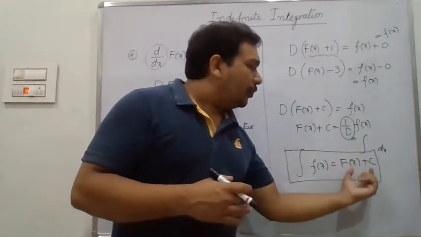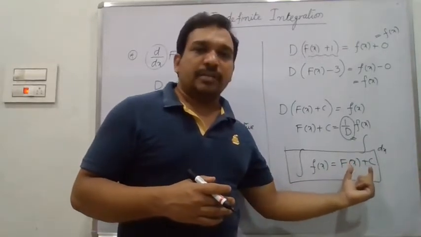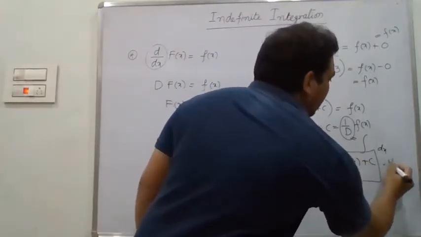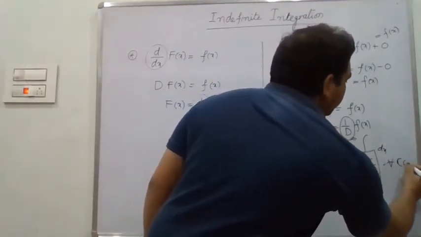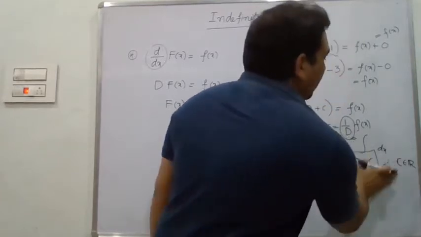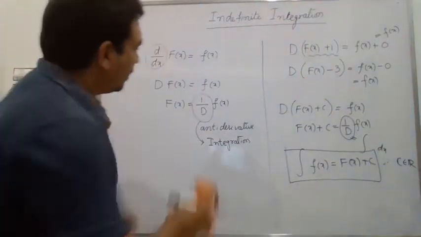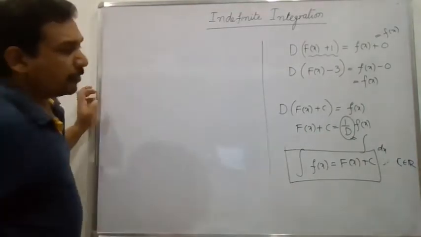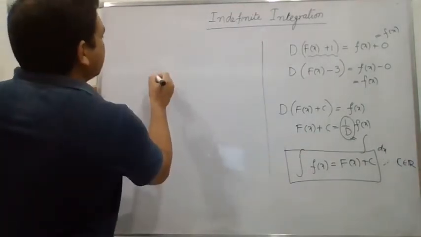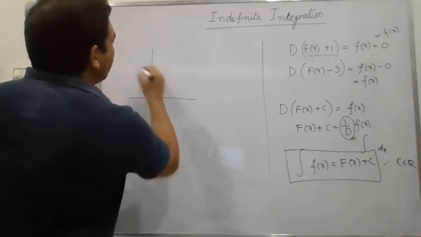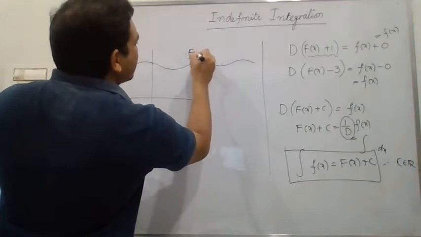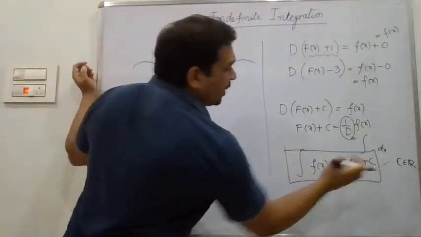So how can we see the graphs of this f of x plus c? There may be so many graphs, where c can be any real number. Now see the graphs. For example, if the f of x graph is like this, some random graph I am taking. If this is capital F of x, then what about f of x plus c?